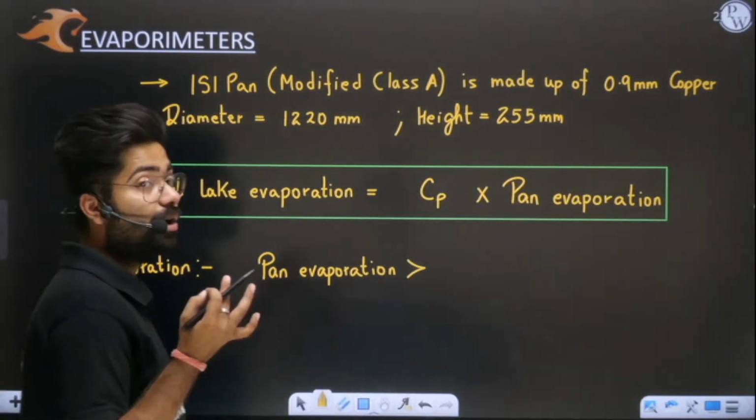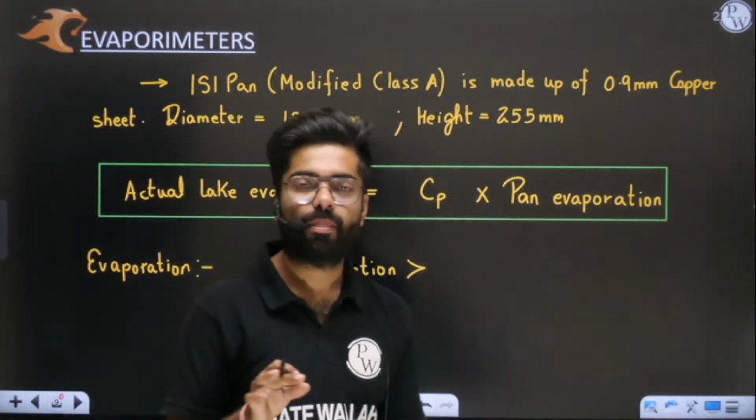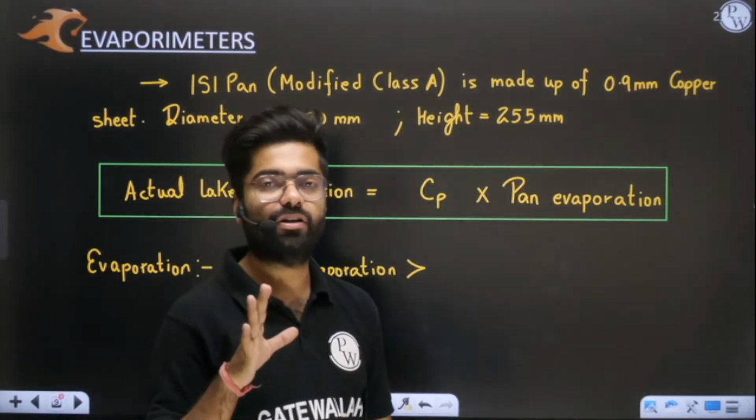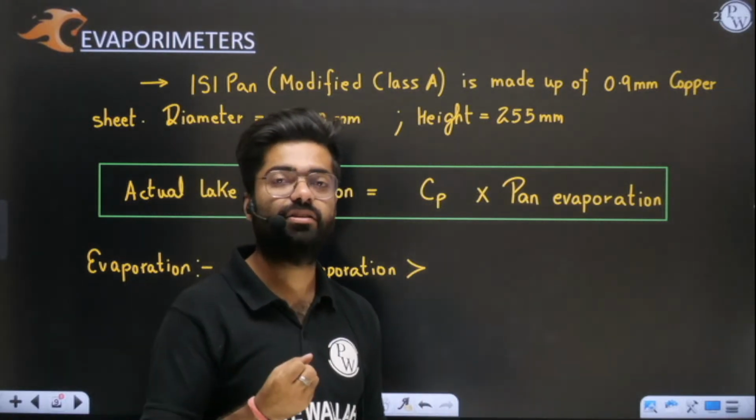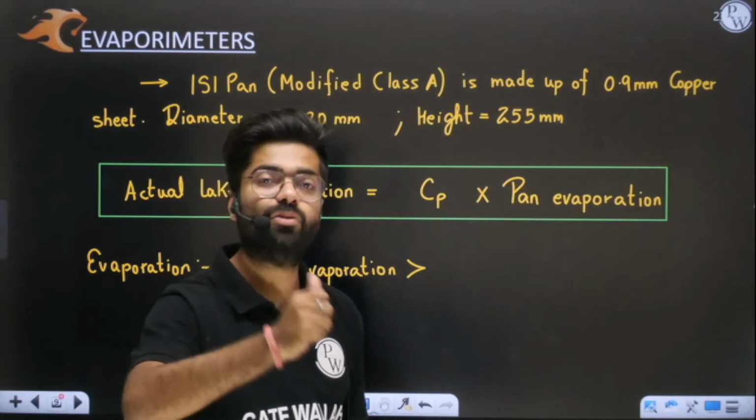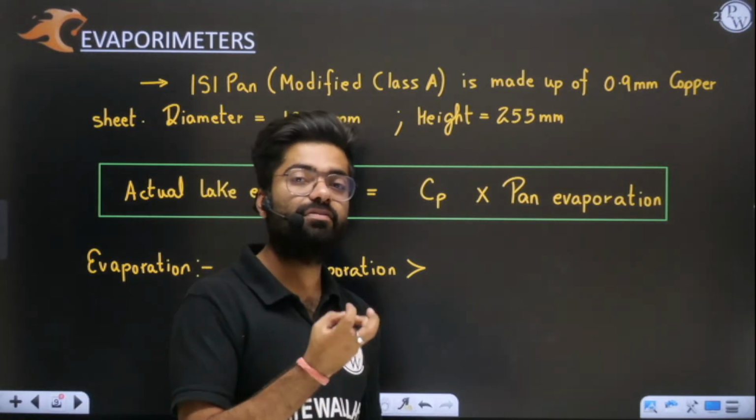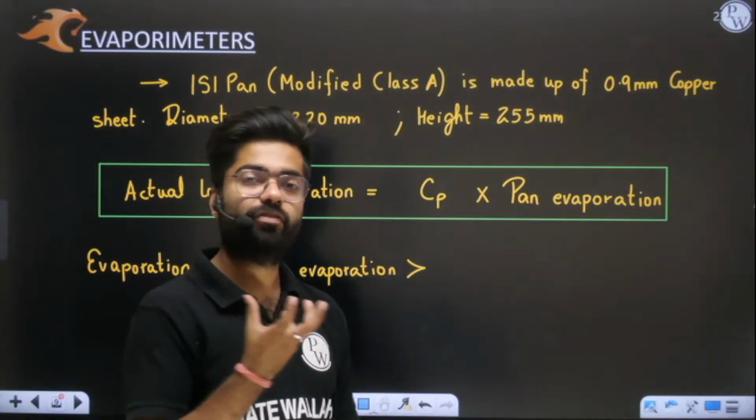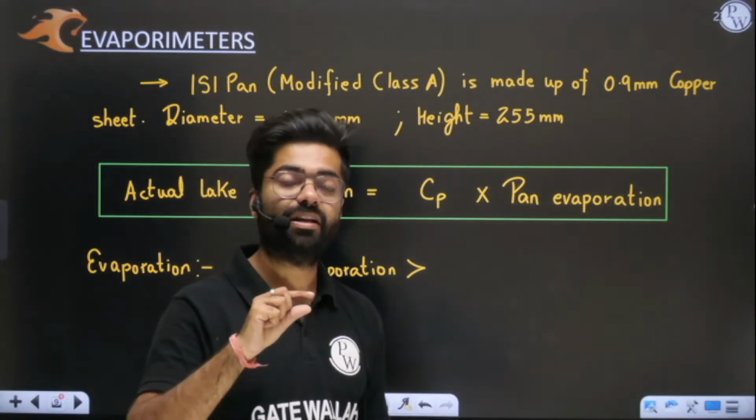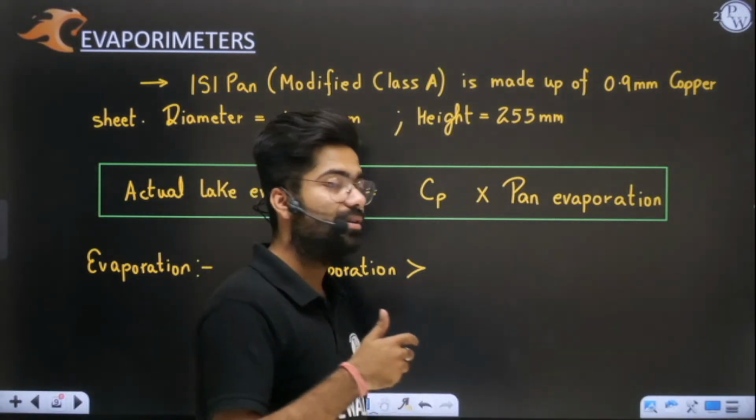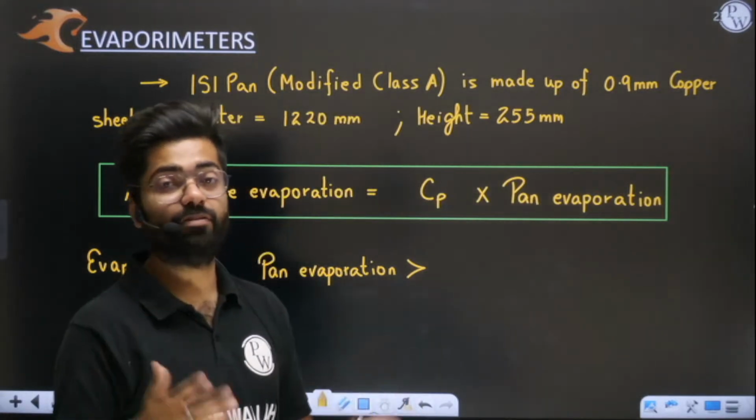Because the pan is made out of metal. Yes or no? Metal will perceive temperature, you can say it is more susceptible to temperature. It will perceive temperature in a better way. If it perceives temperature better, then obviously temperature will increase immediately, and higher will be the rate of evaporation.